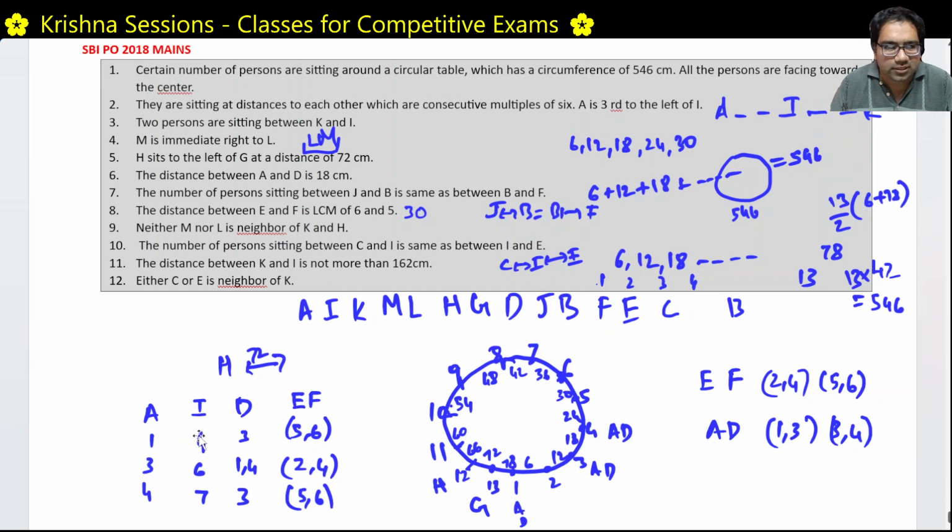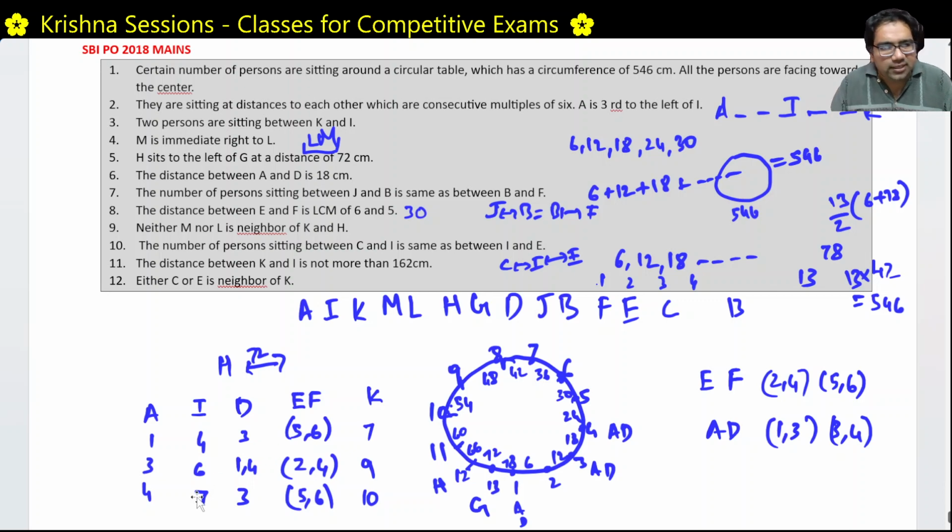If A sits at 1, I has to sit at 4. Two people in between. If A at 3, I at 6. If A at 4, I at 7. So obviously, if I is sitting here, then K is two positions away from I. That also we discussed, right? Where will K sit? 4, 5, 6, 7, 6, 7, 8, 9, and 4, 7, 8, 9, 10. Right. So between I and K, there should be two positions. If I is sitting here, then K will sit here. If I is sitting at 6, K will sit at 9. If I is sitting at 7, K will sit at 10. So this much is clear.